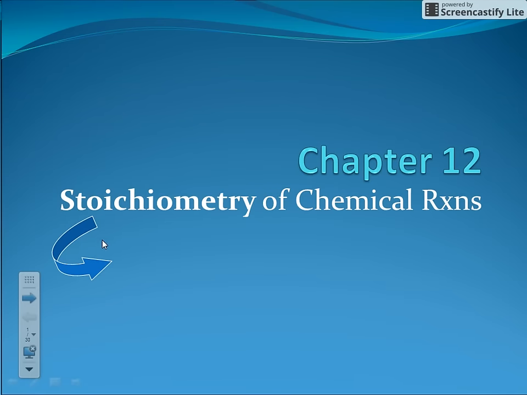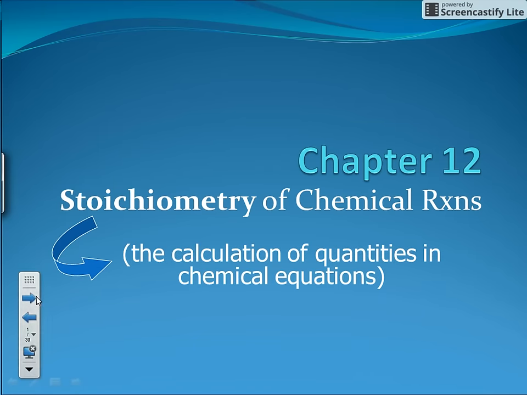So today we're going to start chapter 12, which is titled Stoichiometry of Chemical Reactions. So let's define this word stoichiometry. Stoichiometry refers to the calculation of quantities in a chemical equation. It comes from two Greek words, stoichion and metri.